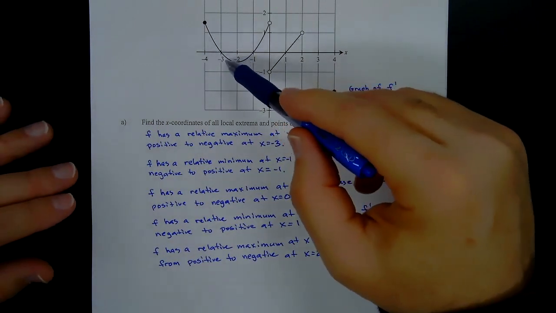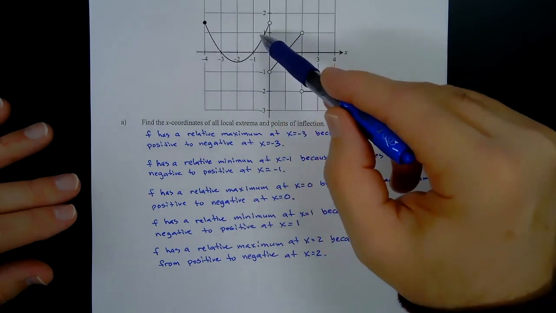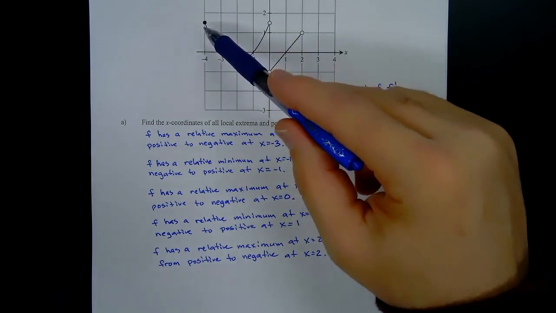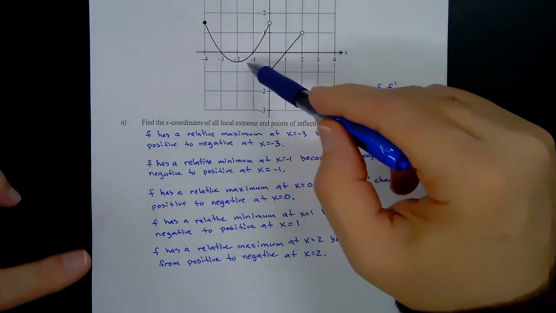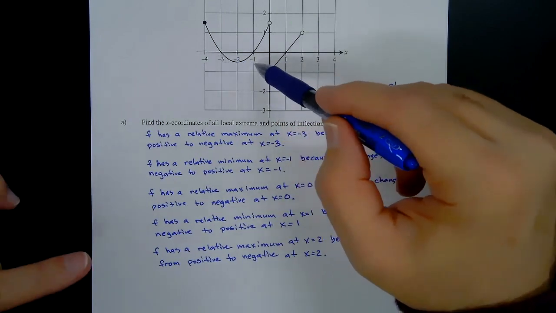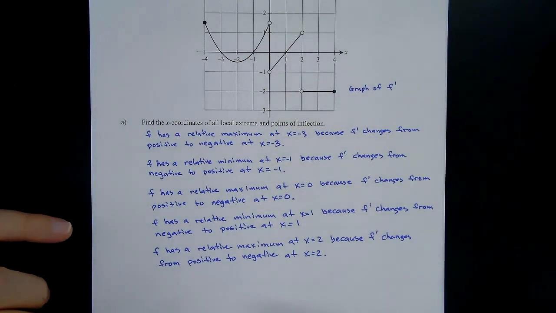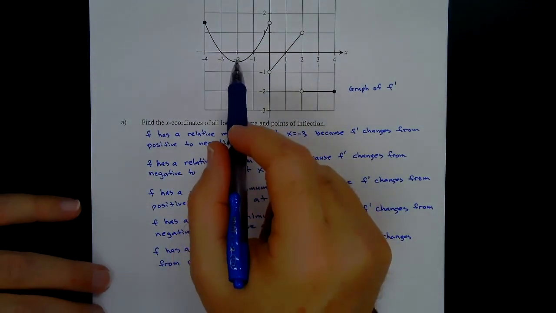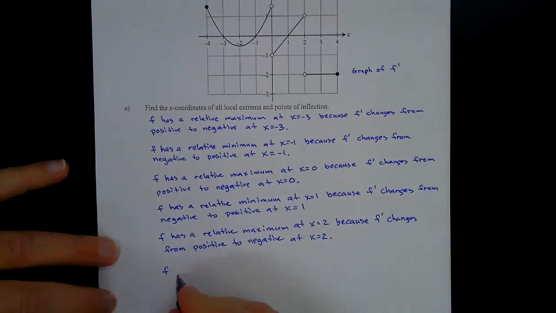So f prime right here at x equals negative 2 is changing from decreasing to increasing, or the derivatives of this are changing from negative to positive, and the derivatives of this are actually the second derivatives of f. Okay, hopefully that makes sense. All right, so we have f has an inflection point at x equals negative 2.